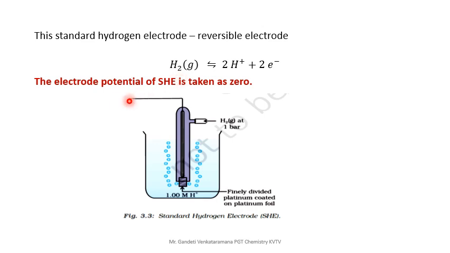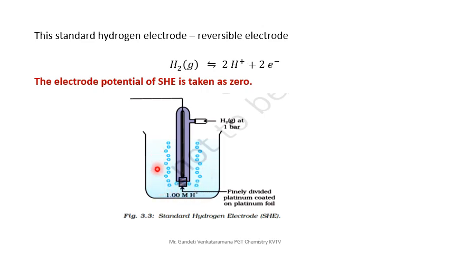The electrode potential of SHE, the standard hydrogen electrode, is taken as 0. We know already. So this is the construction of this standard hydrogen electrode. You don't need to worry, you don't need to construct it. Just check what is going on here. So this is the standard hydrogen electrode. In this case, finely divided platinum is coated on platinum foil. Look, this is the platinum electrode. This is the HCl solution.